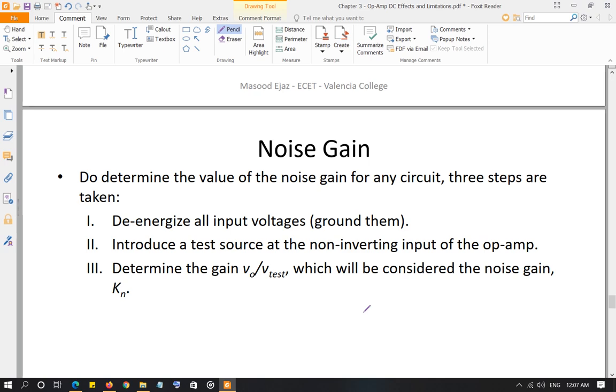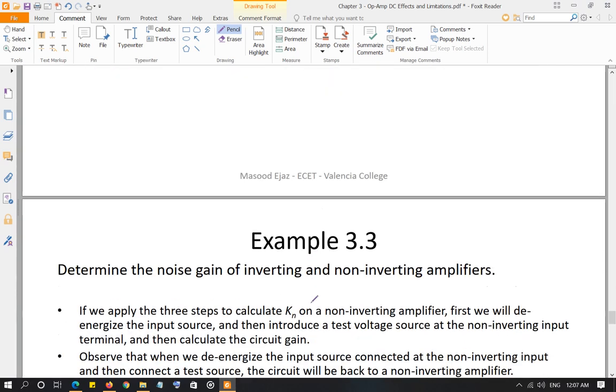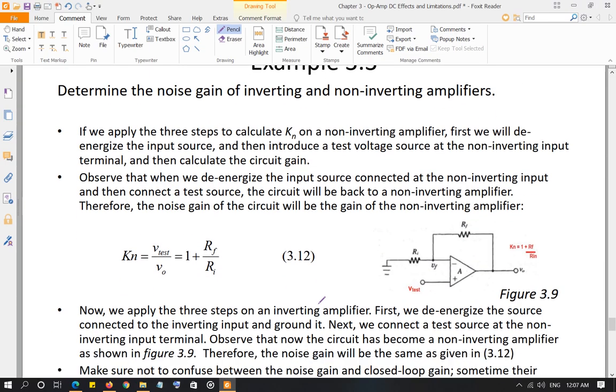We don't even consider bias sources, of course, in our circuit when we are discussing them. So de-energize all input sources, introduce the test source at the non-inverting input of the op amp, and then determine V out over V test, and that will be your noise gain. So let's look at some examples and discuss them. The first example is, what is the noise gain of inverting and non-inverting amplifier?